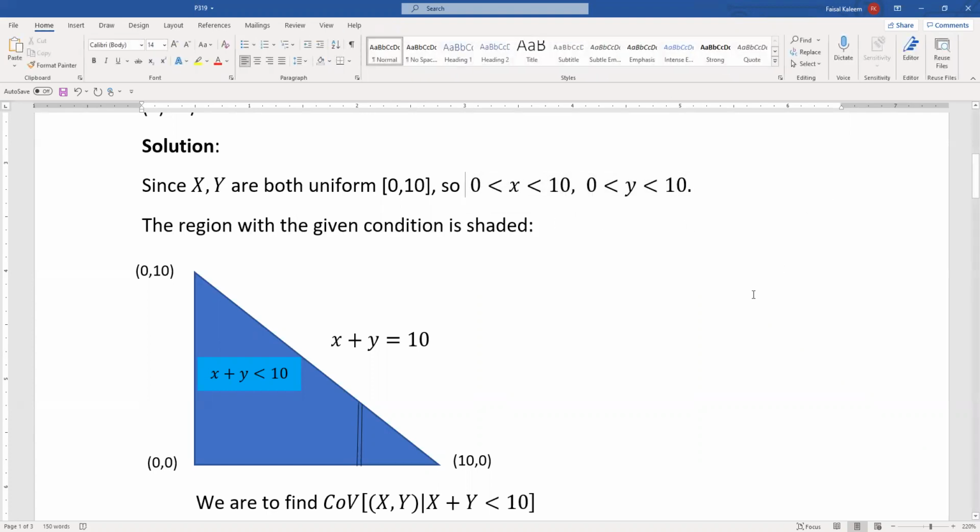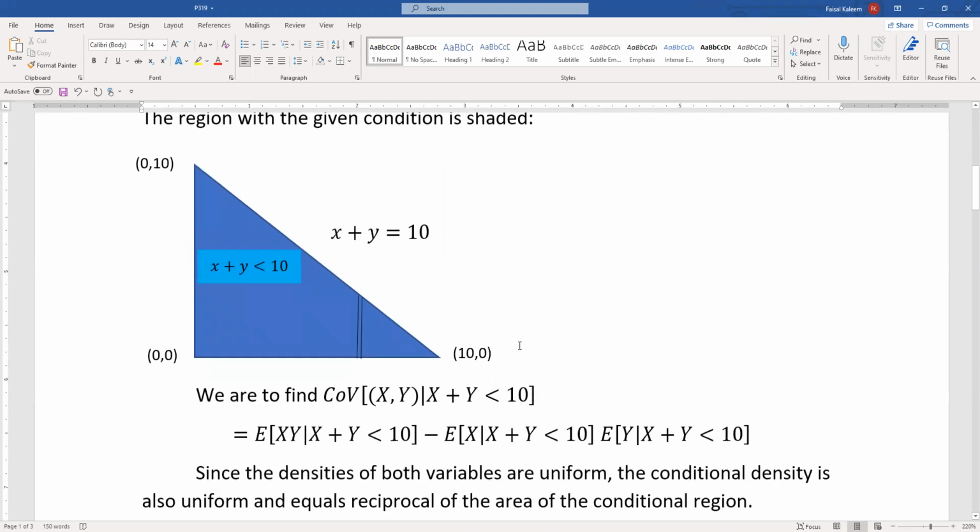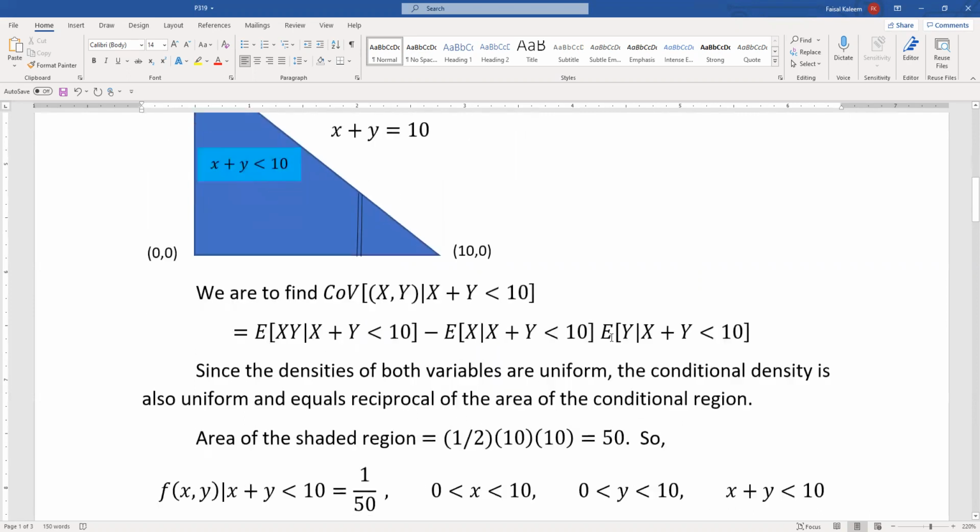Remember, uniform 0, 10 means the density is 1 over 10 when X is between 0 and 10. If the condition was not there, then the region would be a square, 0 to 10 on each side. But now we have this condition that X plus Y is less than 10. So X plus Y equals 10 is this line, and X plus Y less than 10 would be this region, the whole blue region. And we have to find covariance of XY given X plus Y is less than 10.